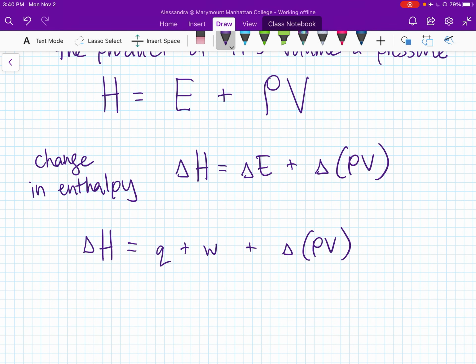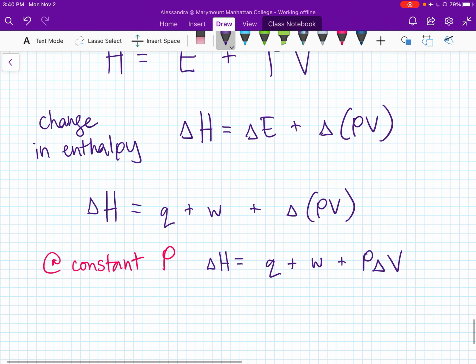So I want you to imagine for a second that we are talking about a system at constant pressure. Most chemical systems are at constant pressure, so this is not very far-fetched. If we are talking about a system at constant pressure, then we can pull that P out from under the delta because pressure is going to be constant. So I can call this P delta V. Delta H equals Q plus W plus P delta V at constant pressure.